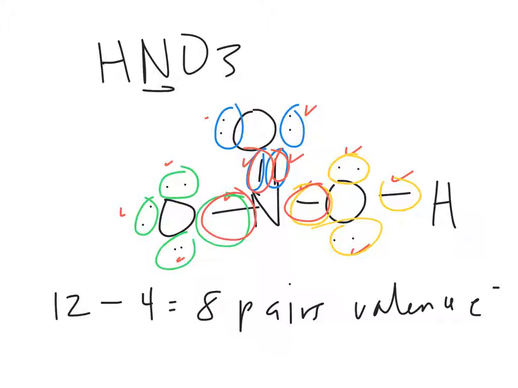And we already said that our hydrogen, which formed one bond, completes its valence shell with 2 electrons. So all of our atoms now have a completed outer shell. We have our hydrogen attached to an oxygen because this is an oxoacid.